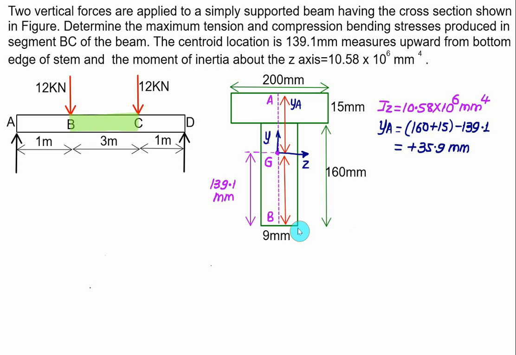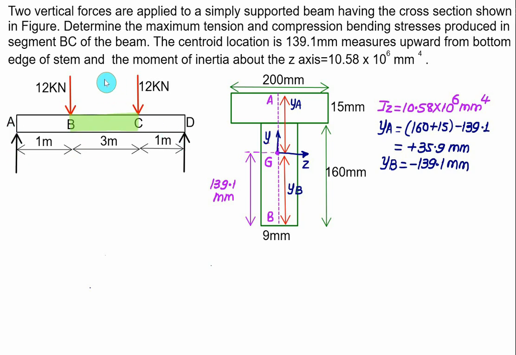And the bottom fiber is below the center of gravity. So you have to take this distance YB as a negative value, the same as 139.1. So in this case YB will be equal to negative 139.1 mm. Now to find the bending moment, first you have to find the reaction at A and the reaction at D.